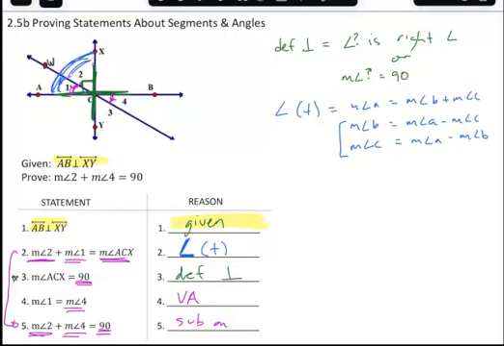Now, let's double check and make sure it's not transitive property. When you look at this, 90 degrees does appear earlier in our proof, but angle 2 plus angle 4 does not. There's no place where that appears, so there's no chance that this is transitive property. And so we justify it as substitution only.